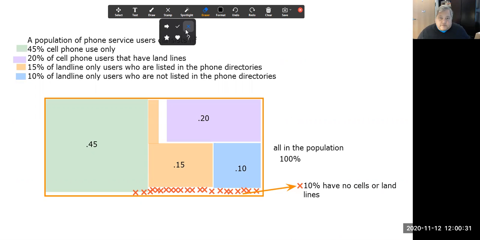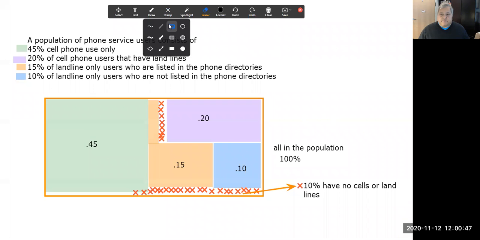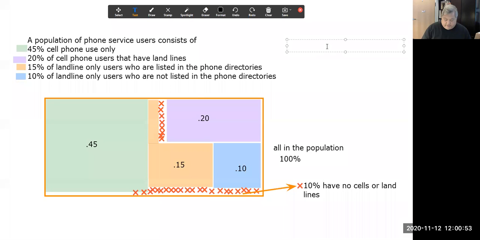Oops, missed some of the X's here. Okay. So now that I have the probability space in this format, I can ask questions such as, what is the probability that people have cell phones? What's the probability that you pick a person from the population and they own a cell phone?